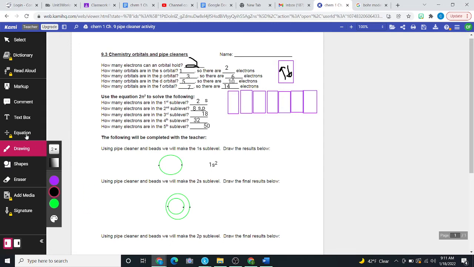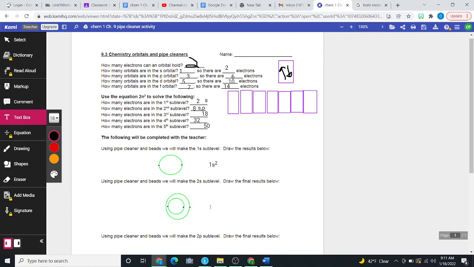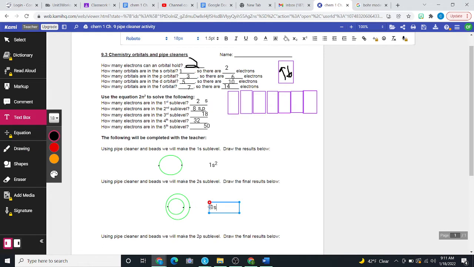Now, if I were to write this out, this is what it would look like. 1s, because I do have 1s, right? There's that first one, that first box, 2.